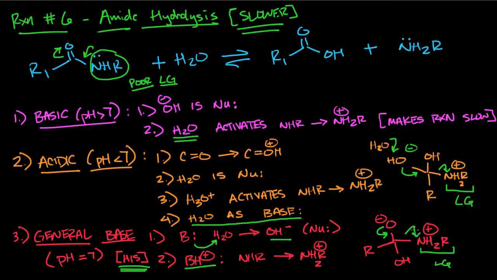So again, amide hydrolysis, pretty similar to ester hydrolysis. It's a little more complicated due to the fact that you have a poor leaving group, and it's going to be slower for all these reasons listed, and also just the fact that this carbonyl, it's not as electrophilic. All right, so there we have it, amide hydrolysis.